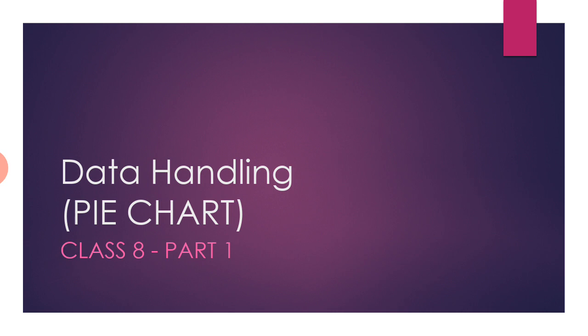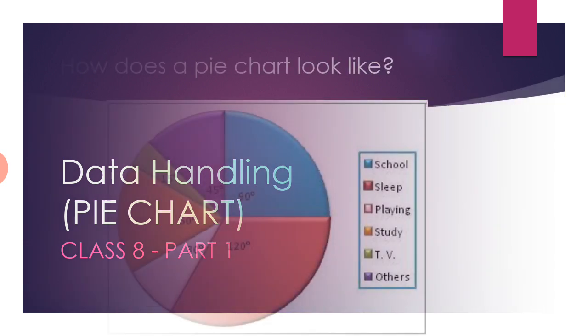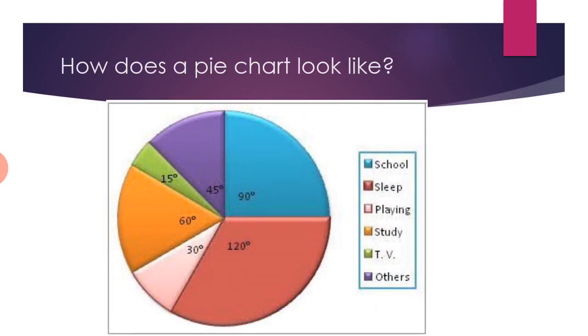So pie charts are also known as circular graphs, and they are basically made on a circle. How does a pie chart look like? See, this is what it looks like. There are basic properties of a pie chart. First of all, they are divided into separate degrees. Every circle has a total of 360 degrees, right?